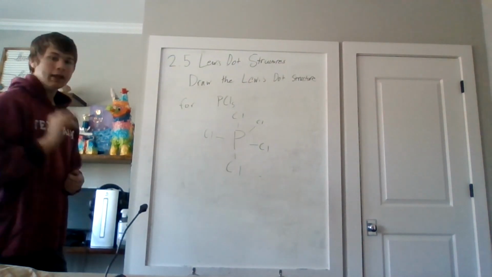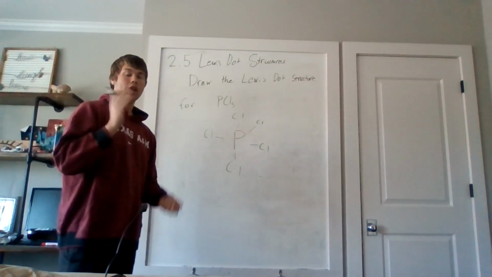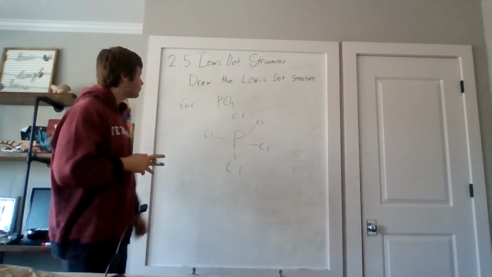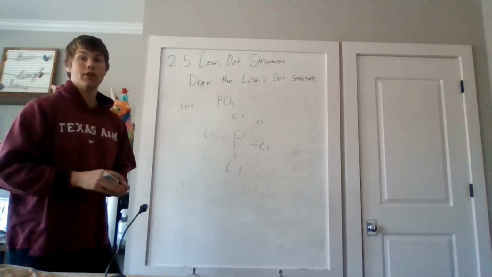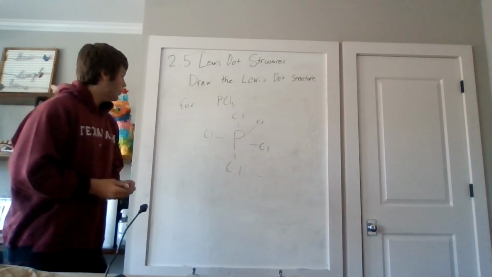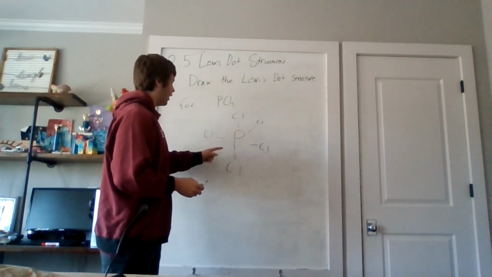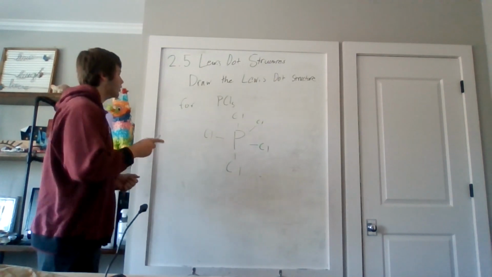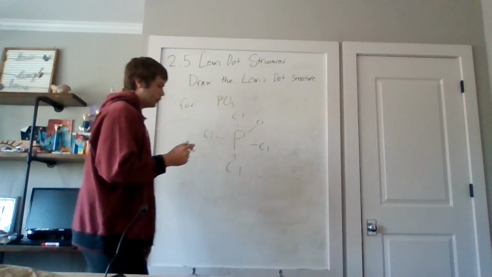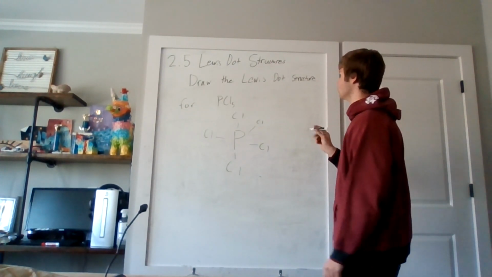But atoms or elements at period 3 or beyond are able to occupy more than 8 electrons within themselves. So phosphorus is large enough to have 10 valence electrons occupied. So then we can go about and do our normal duties with Lewis dot structures.